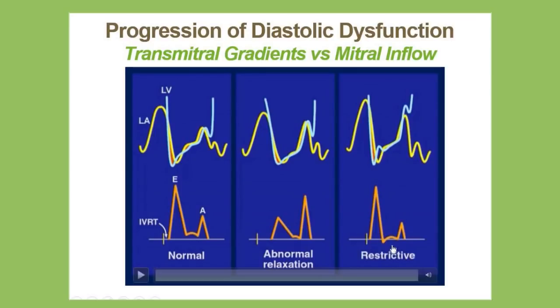And we get to where we see the restrictive type pattern in the mitral inflow. And what's happened now is that the ventricle, the compliance has decreased, and the ventricle is no longer able to fill as well as it used to without excessively increasing the filling pressures.